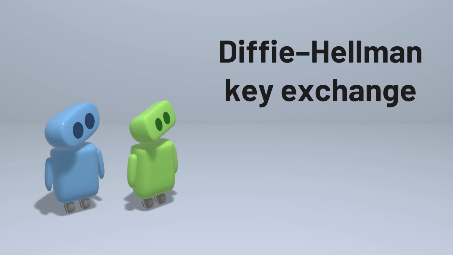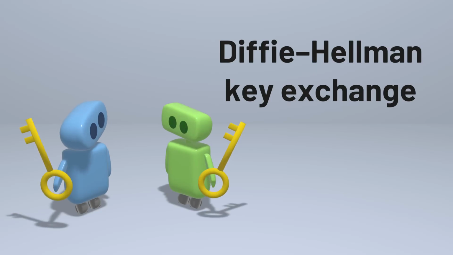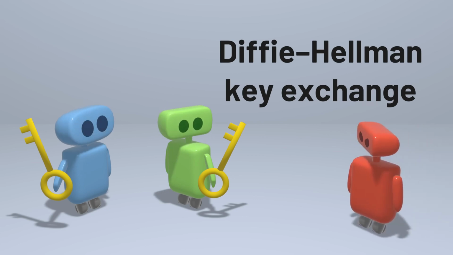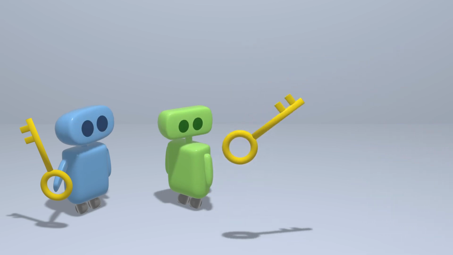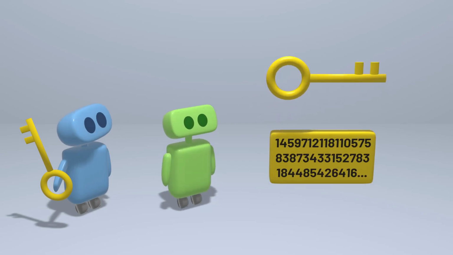Diffie Hellman key exchange is one strategy to solve this problem. It's a protocol that allows two parties to agree on a secret key by communicating publicly, without revealing that secret key to anyone who might be listening to the communication. What exactly is this secret key? In cryptography, the secret key is really just a big number.